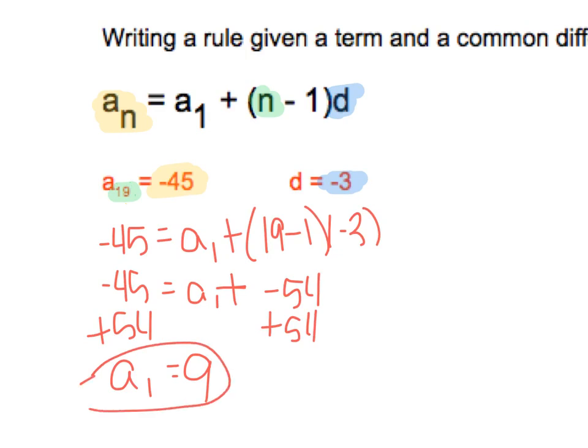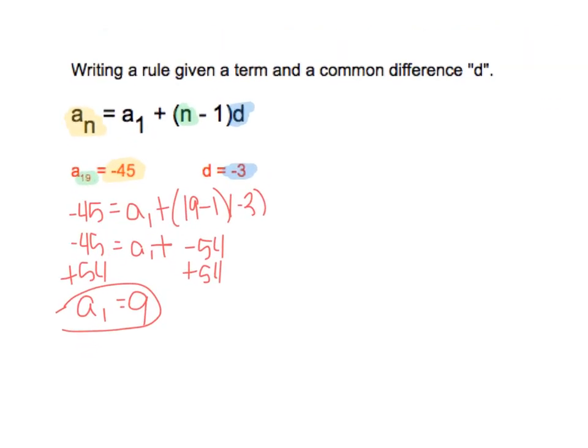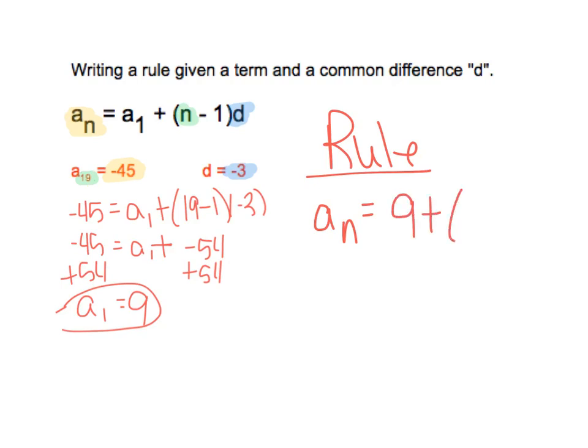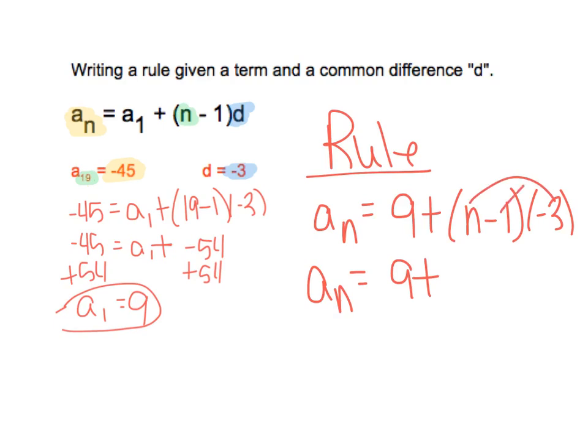Now we need to use our first term and our common difference to write the rule. This is what we did yesterday. So to write my rule, I have a sub n, remember that's always part of our rule. I now know a sub 1, that's my first term, which is 9, plus, again, n minus 1 is always part of our rule, and that told us in the original part that D is negative 3. So we have a sub n equals 9, plus, if I distribute that negative 3, I get negative 3n plus 3.